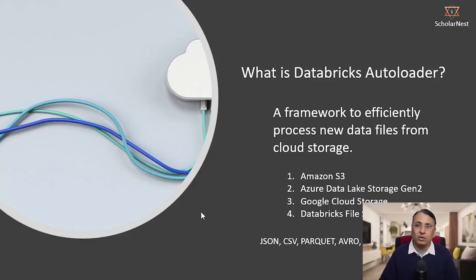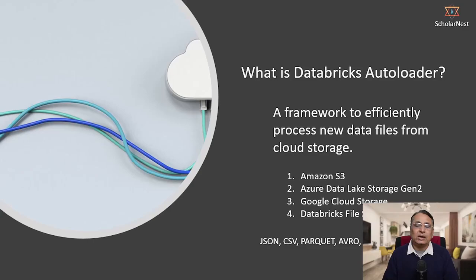What is Databricks Autoloader? In simple terms, Autoloader is a framework for efficiently processing new data files from cloud storage. So we use Autoloader for ingesting data, or reading data more efficiently, from a cloud storage location. It supports Amazon S3, Azure Data Lake Storage Gen 2, Google Cloud Storage, as well as Databricks File System. And it can support various types of files like JSON, CSV, Parquet, Avro, ORC, text, and binary files.